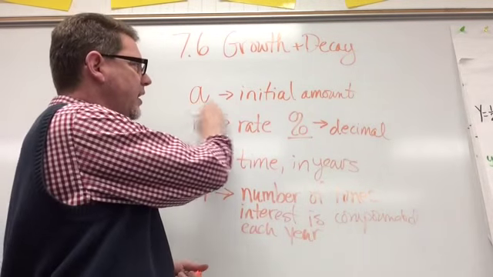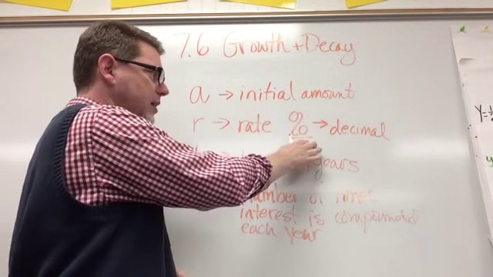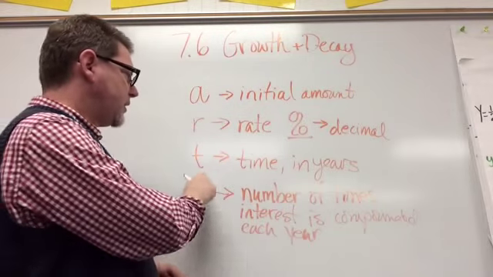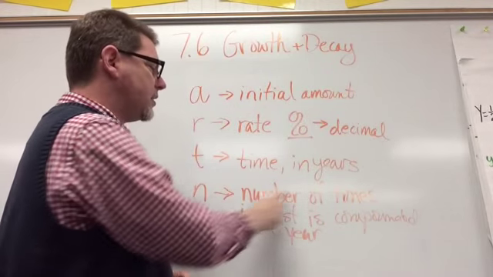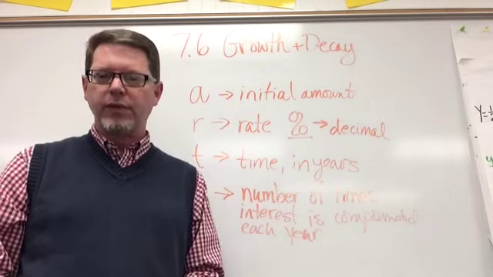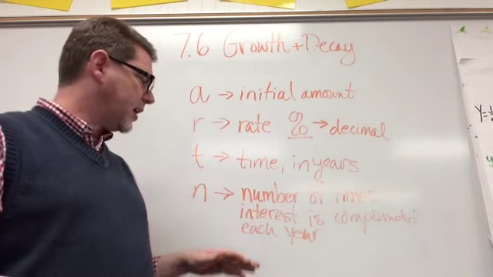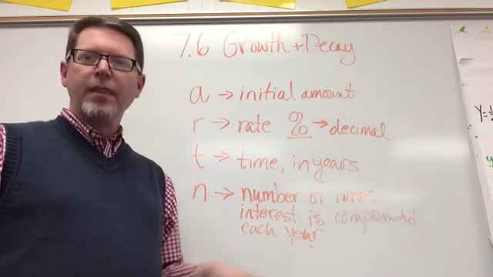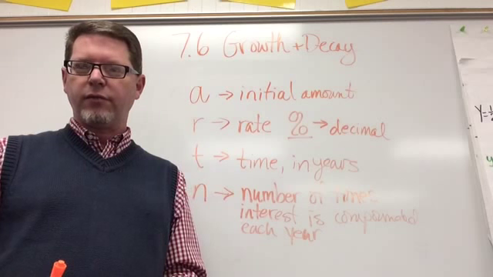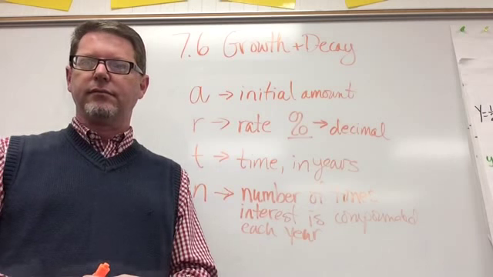So as long as you know that A is the initial amount, R is the rate as a percent that you change to a decimal, T is the time in years, and N is the number of times interest is compounded in a year, then you can use all of these in the formulas that I'm going to give to you in just a second.